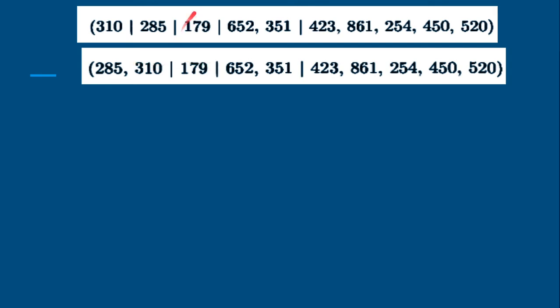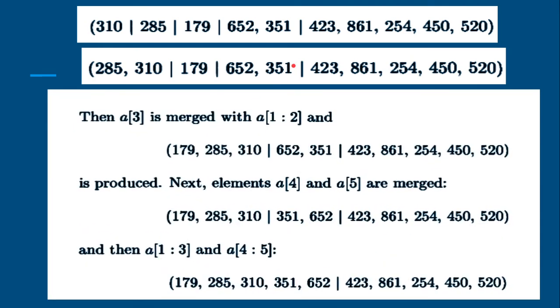Now the bar in between the numbers shows how the array is divided into multiple subsets. So this is one subset, 285 comma 310, and the next is 179, and 652 comma 351 is the next subset. Now let us first try to arrange the elements in this order. We'll first arrange this particular subset, and then follow the recursion to do the arrangement in the next subset. So let us first concentrate on the first subset.